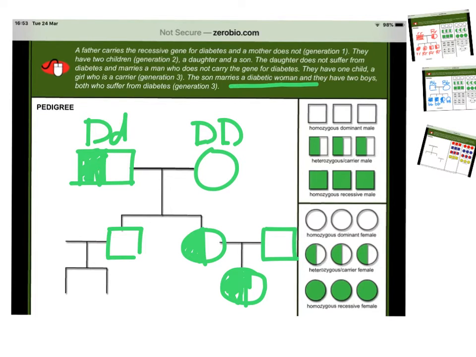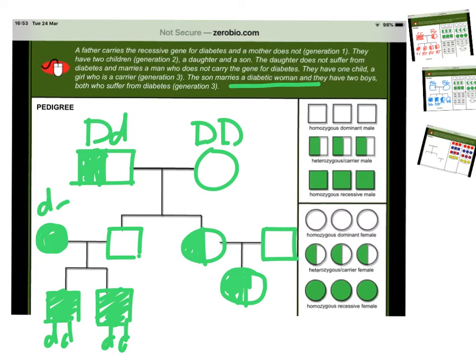Now let's look at the son, and we can fill out the genotypes in a little bit. So we have the son who marries a diabetic woman, and they have 2 boys, both of whom suffer from diabetes. So if we fill this in, we could also fill in the genotypes here. So for the 2 sons to be diabetic, that means definitely the dad was carrying it here, so he must be heterozygous. And then going back to the daughter here, we can definitely fill in these, and these will make sense as we look at what are now grandparents.